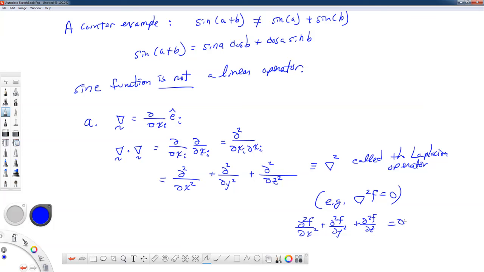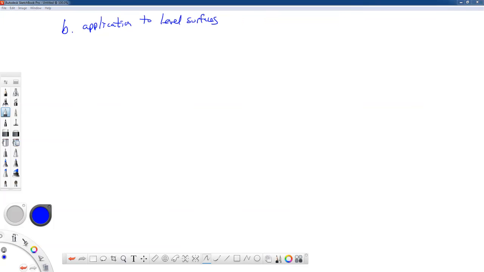There's also another interpretation of the gradient related to something called level surfaces and the steepest descent. So let's make a new page and we'll talk just a little bit about that. Okay, so we can have an application to level surfaces. And again, we'll write down our gradient. And we can do this in terms of spatial coordinates and our ijk notation.